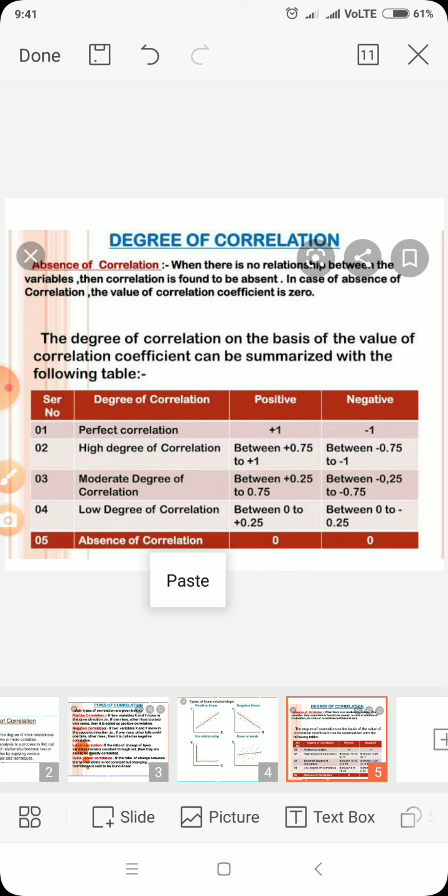Absence means there is no relationship between two series or variables. That is, the change in one variable has no effect on the change in the other. There is no relation between each other. In that case, we can say correlation is 0. Clear? So read up to the degrees of correlation from your book.